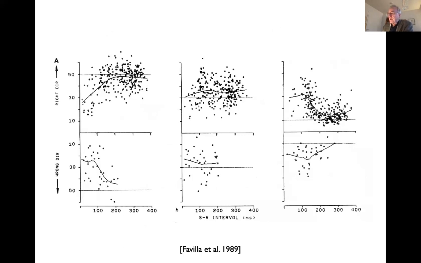So here is example data. This is where the movement went in the correct direction. This is where it went in the wrong direction. In the experiment, it was randomized up or down, and this is when the top level of force, the middle level of force, or the bottom level of force was requested. And to the right, you see the stimulus response interval that was imposed by the experiment.